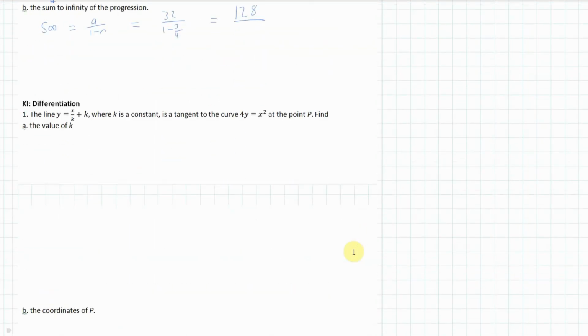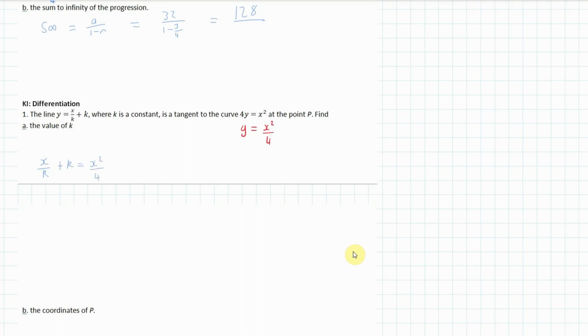Okie dokie, the differentiation question for this week, we've got a line, it's a tangent to this curve, and we've got to find the value of k. Okay, so first of all, I'm going to rewrite this as y equals x squared over 4, and therefore we can now jump right into the question. So we're going to have x over k plus k equals x squared over 4.